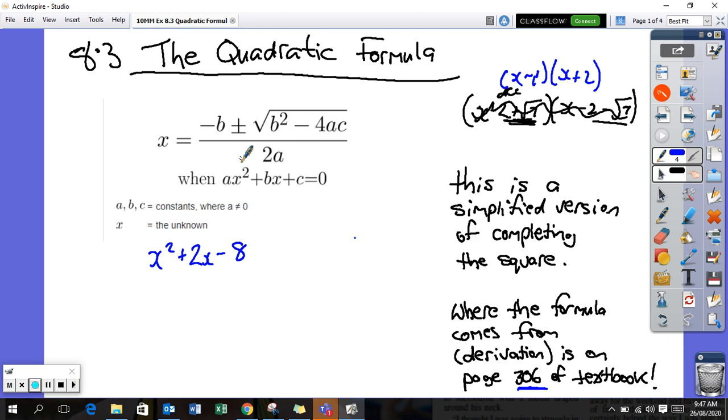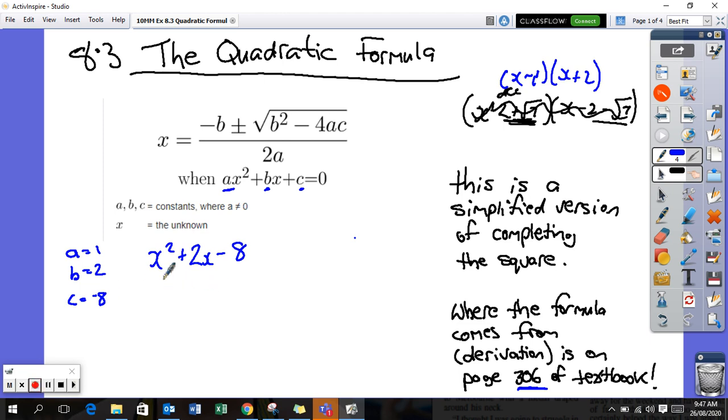Okay, so what are all the a's, b's and c's? This is the general form of the equation. A is the coefficient of x squared, b is the coefficient of x, and c is a number that's out on its own. So if we had this one here, x squared plus 2x minus 8, then a equals 1, so it's 1 times x squared. b equals 2, because it's 2 times x, the coefficient of x is 2. And c equals minus 8.